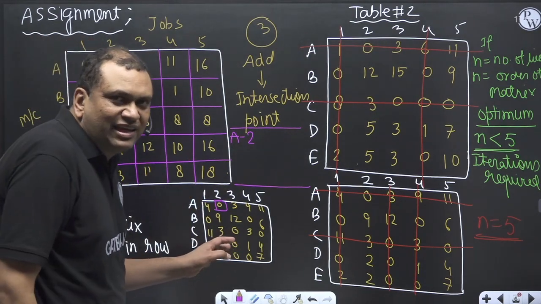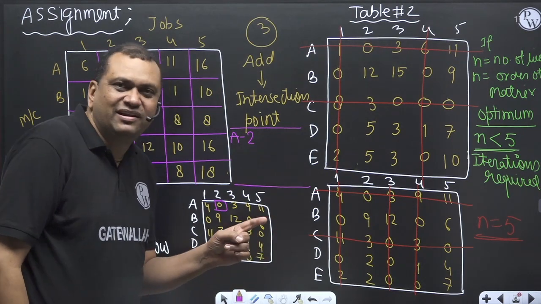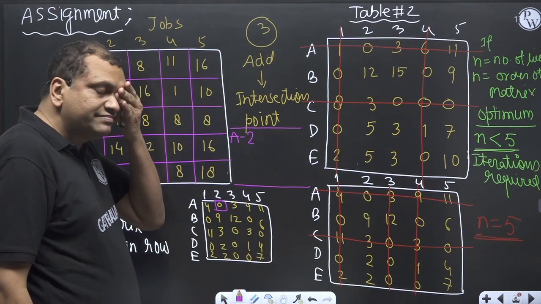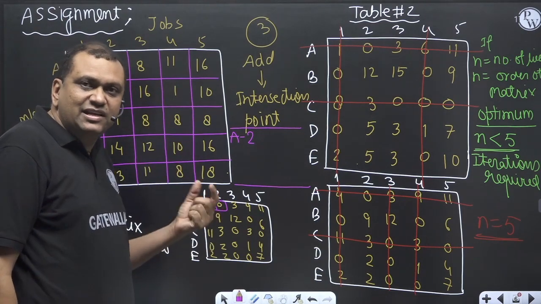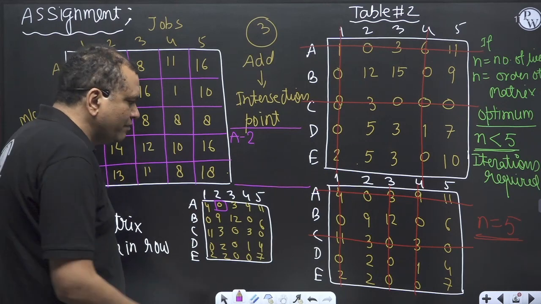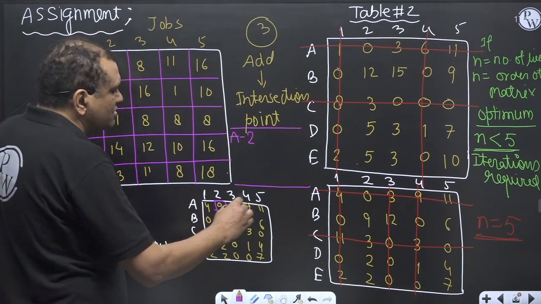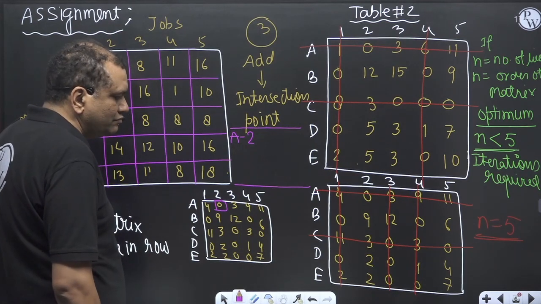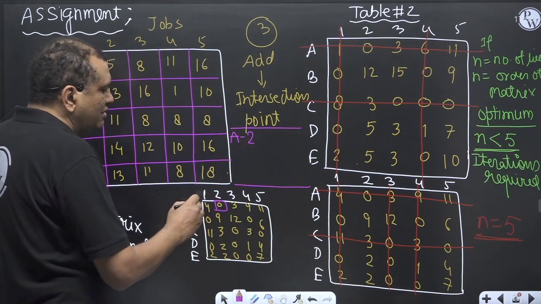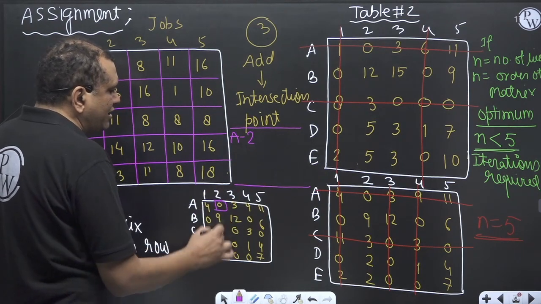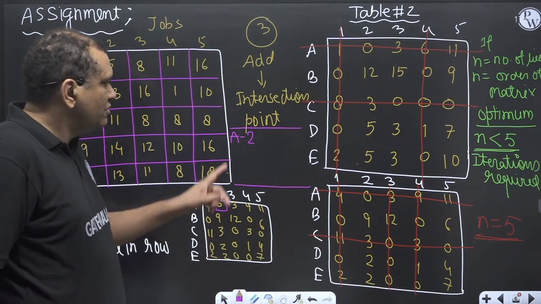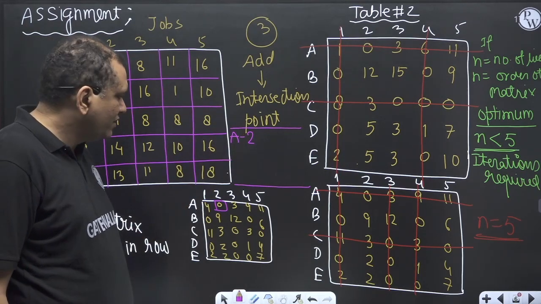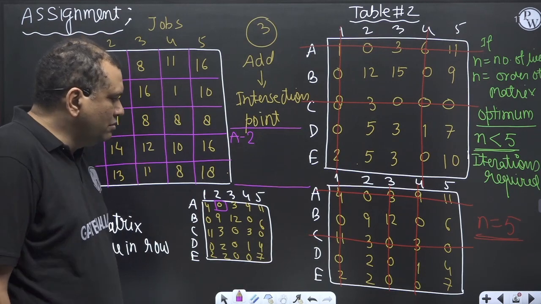Now after making the assignment, one thing you have to remember: machine A I have assigned to job 2. After making the assignment, you have to be careful that the remaining zeros in that row and that column will be cancelled. So there we don't have any option. Machine A has to be assigned to job 2. Okay.